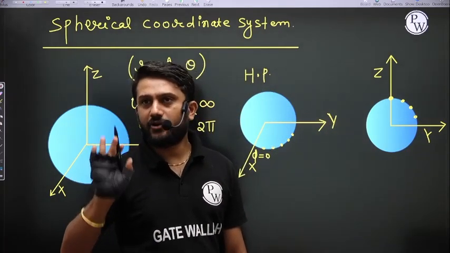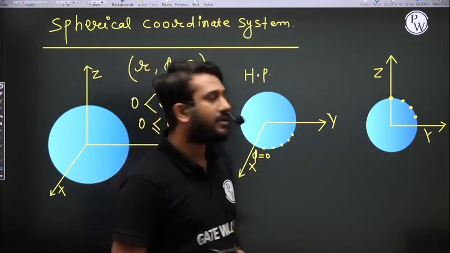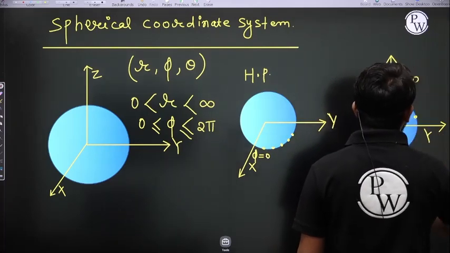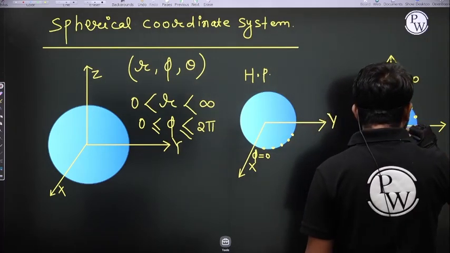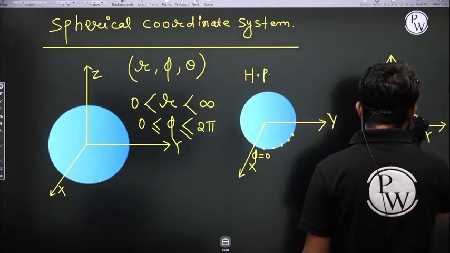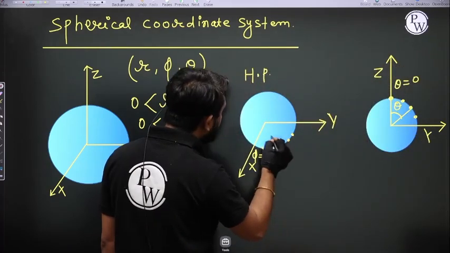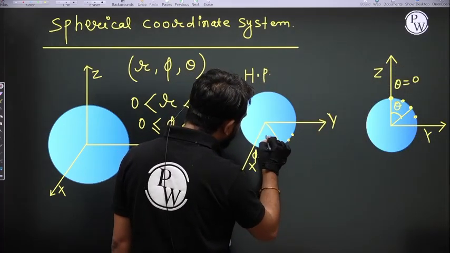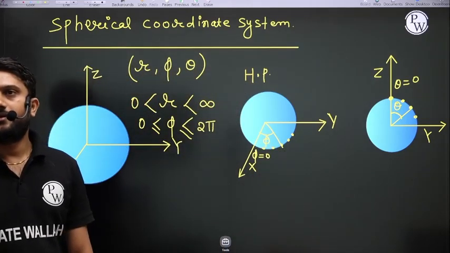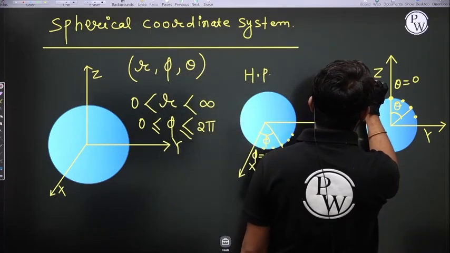So for this I am considering another parameter, and that parameter is theta. For theta, the reference is the z-axis. So at the z-axis, theta is equal to 0, and that point may be here, that point may be here. Let us assume this angle is theta. And in a horizontal plane, if the point is here, this angle is phi. Is it fine?